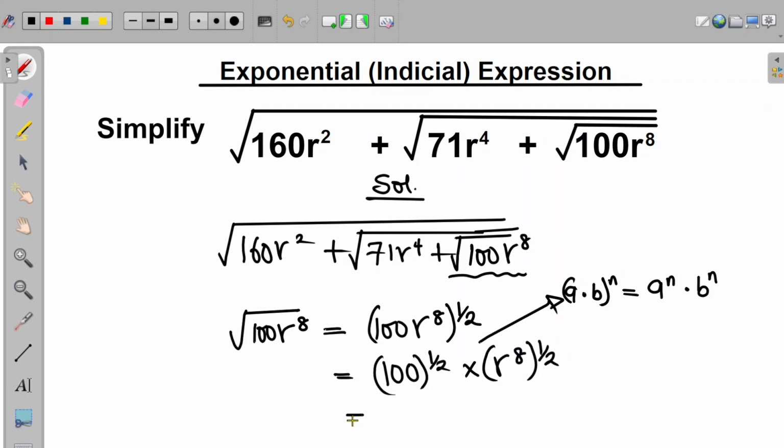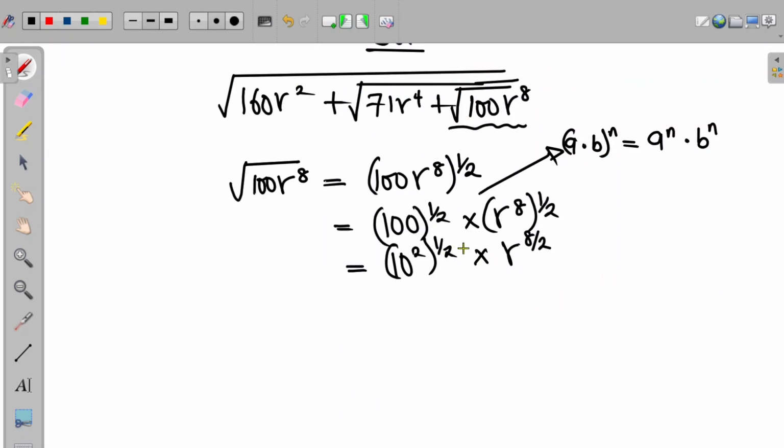So now we can have that this is 10 squared all raised to the power of 1 divided by 2 times r raised to the power of 8 divided by 2. So at this point, 2 cancels out 2. So we have 10 times, 2 goes into itself, we have 1. 8 divided by 2, we have 4. So we have r raised to the power of 4, which is equal to 10 times r raised to the power of 4. Now, we replace this expression here with this.